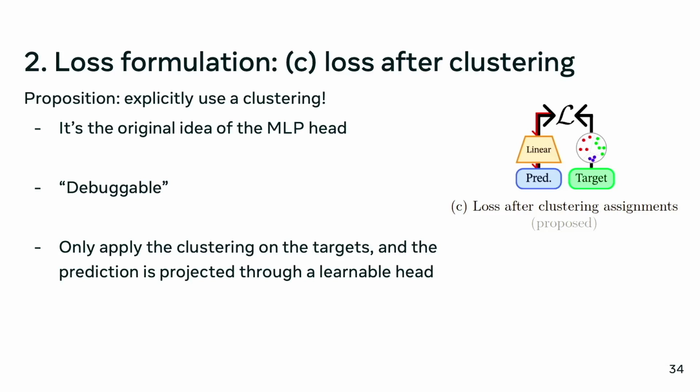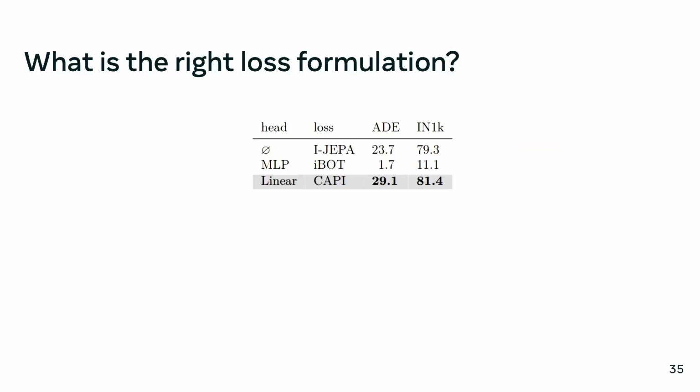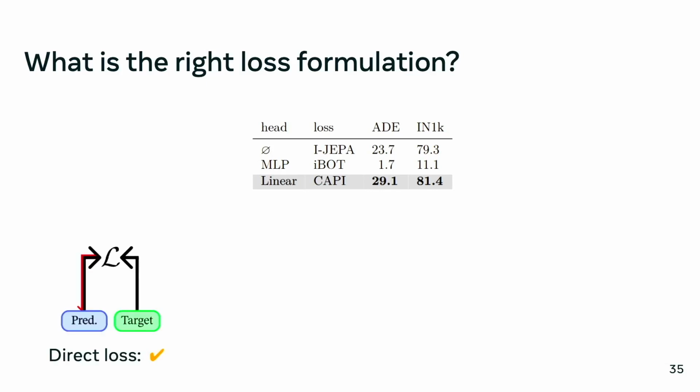So this is debuggable. This is kind of interpretable to me. So we're going to try that. But as I said, let's not make too many opinionated choices, and let's compare. What is the right loss formulation? Well, the direct loss works. As I was saying, it's a fine idea. It works, but it's not that great. That's the first line. We call it IJEPA because that's the way it's done in IJEPA.